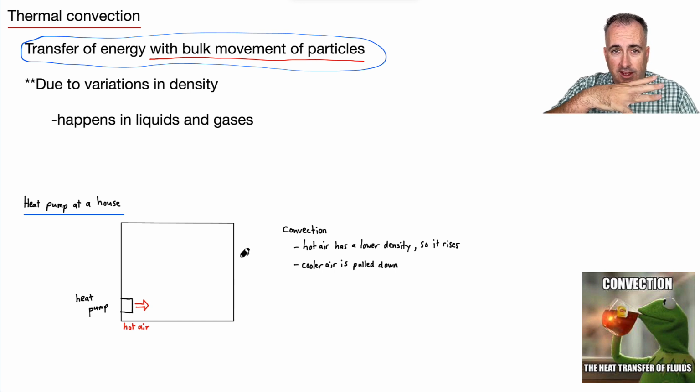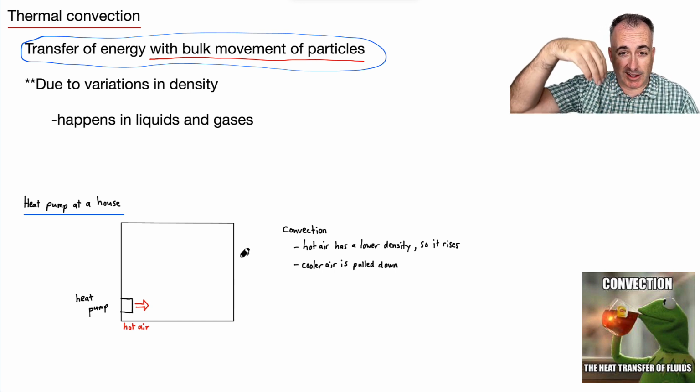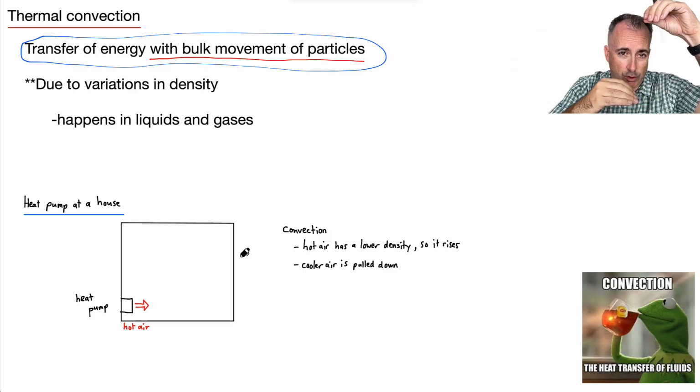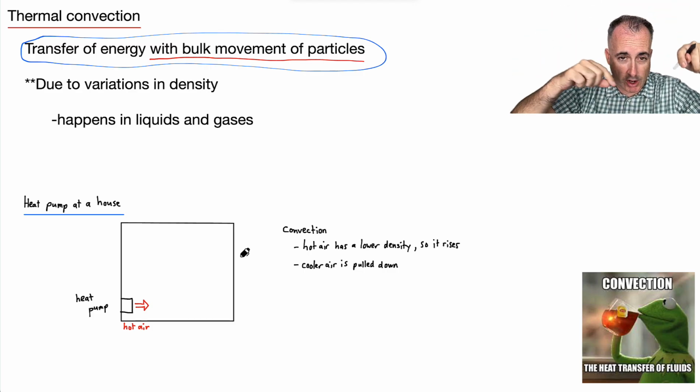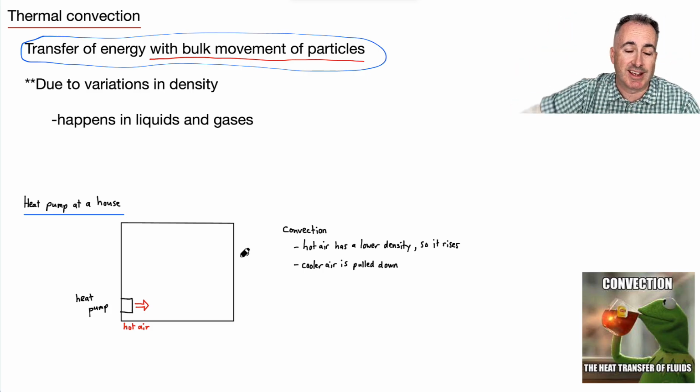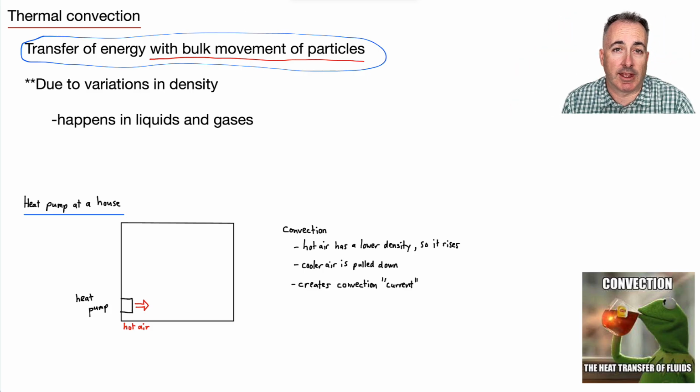So again, as hot air with a lower density goes up, it rises, that's going to pull down some of the cooler air. So the cooler air goes down, the hot air goes up, and of course what's going to happen is it's going to keep going like this. We're going to have this convection current.